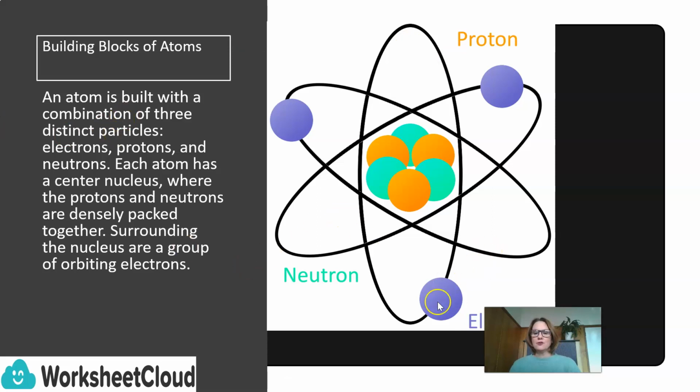We have electrons over here surrounding the outside of the atom. Okay, we have protons and neutrons, which are found in the nucleus or the middle of the atom. And they are densely packed together, the protons and the neutrons. And then there are surrounding electrons, like I said earlier. They orbit the nucleus of the atom.